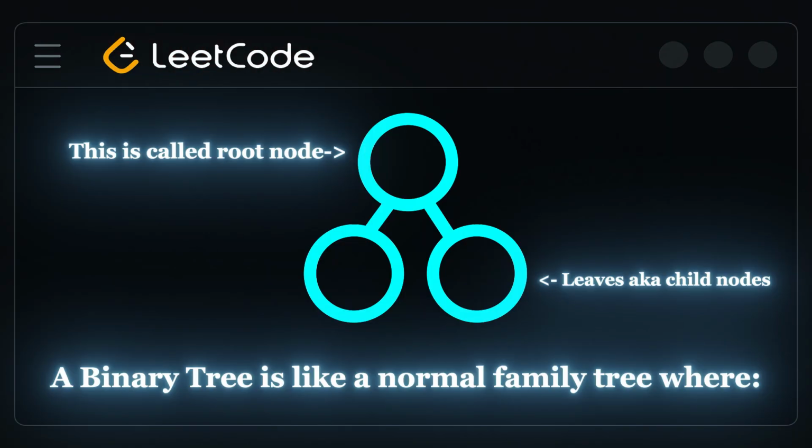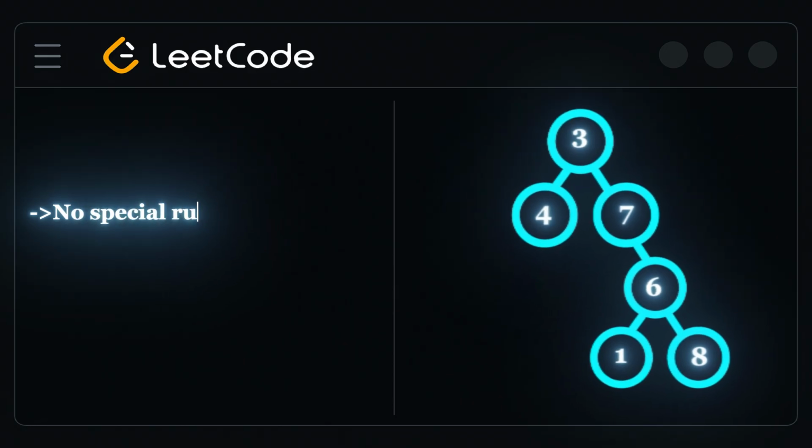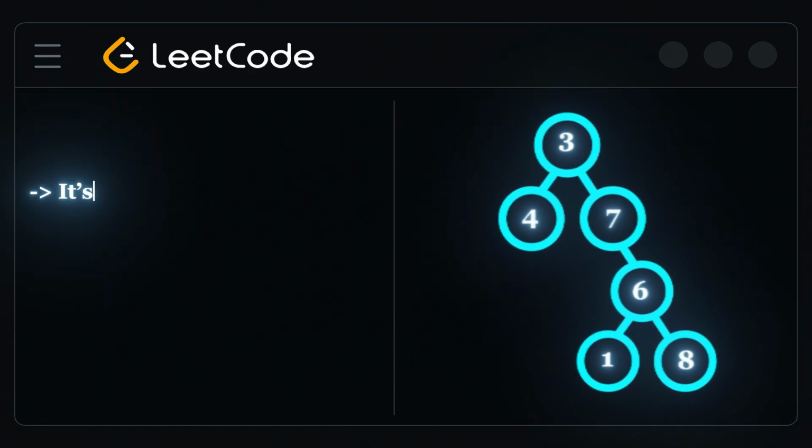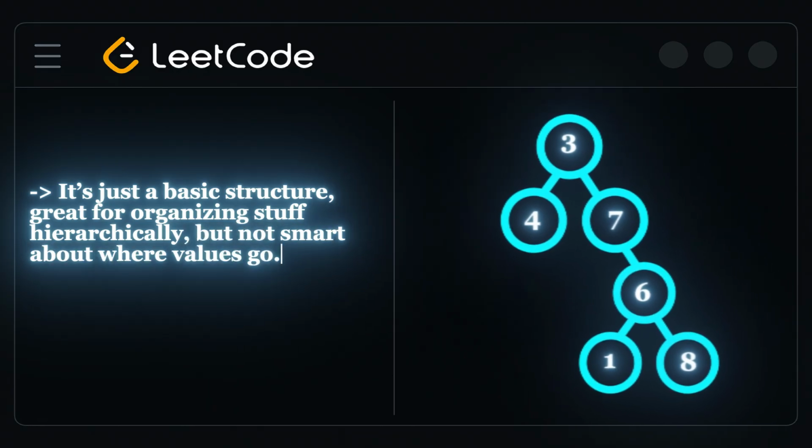Binary tree. A binary tree is like a normal family tree where each node, person, can have up to 2 children, left and right. No special rules about how values are placed. That's it. It's just a basic structure, great for organizing stuff hierarchically, but not smart about where values go.